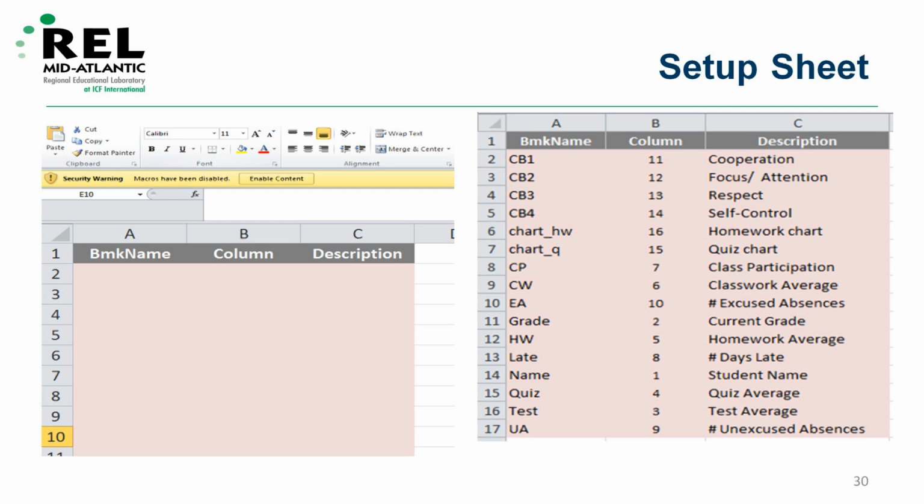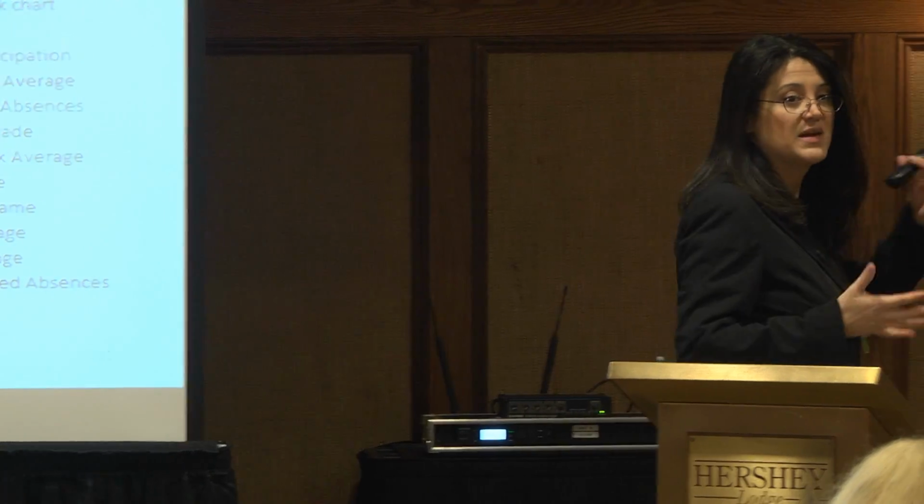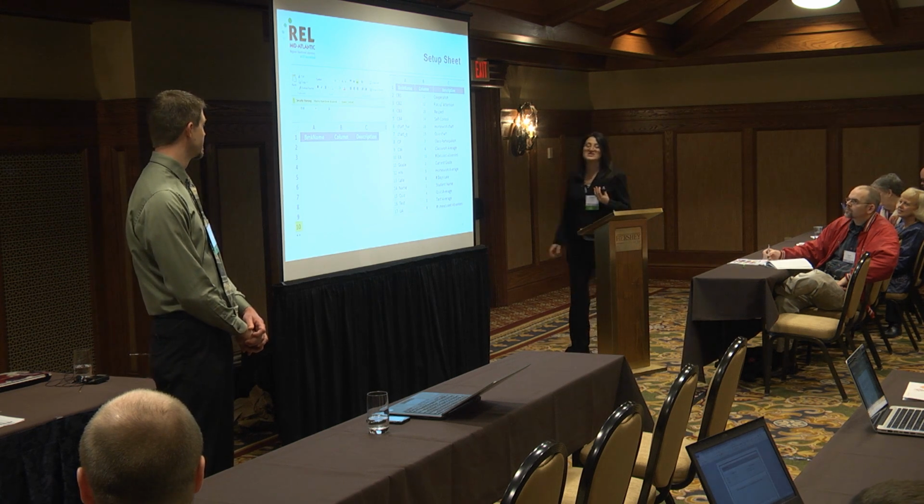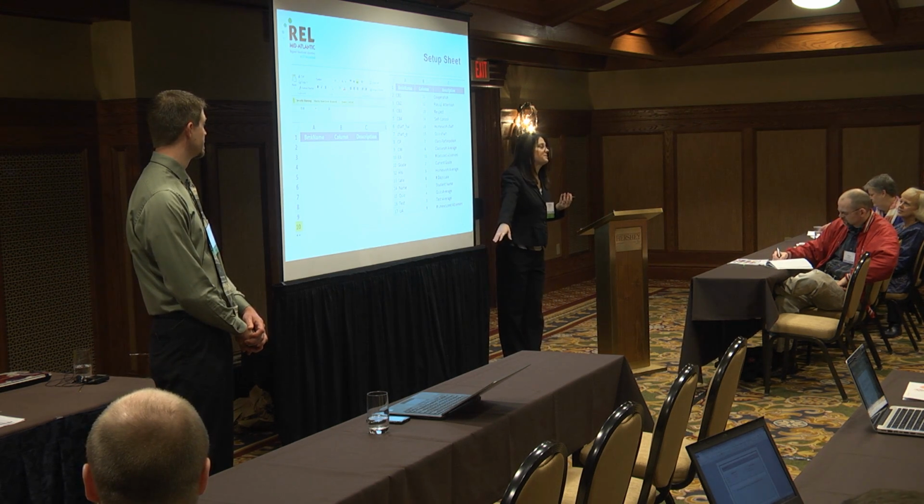Here's the setup sheet, and here's what the blank setup sheet would look like. You need to have 3 columns. Bookmark name and column are really critical to use the macro. We have the third one, description. I don't know if you're like me, my fellow data people, but we could have about 10 different names for one data element, so you want to make sure you're getting the right one. You may name something over and over again. So it just gives you a description of the data piece that you're pulling.